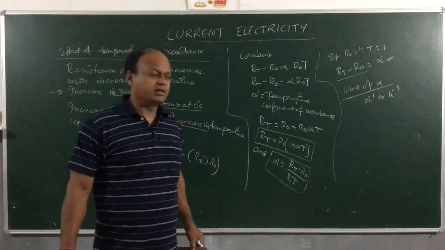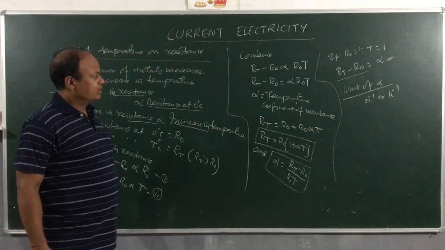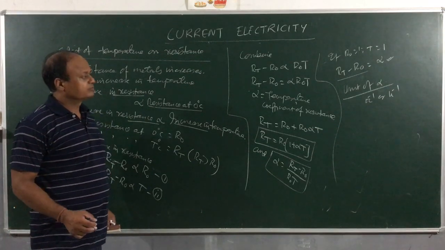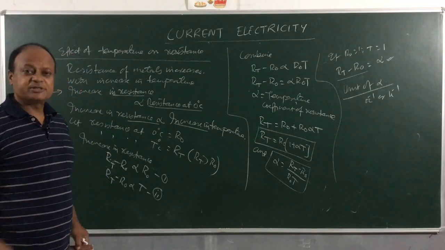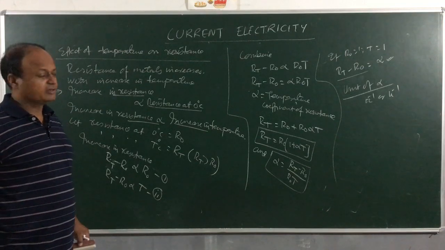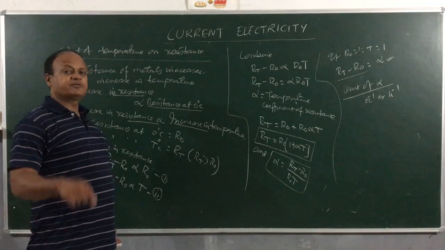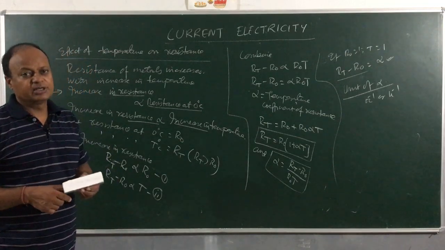Remember, metals have a positive value for alpha. It is important to know. Alloys have a small positive value for alpha. This should also be remembered. Each and every material has a fixed value for the temperature coefficient of resistance.